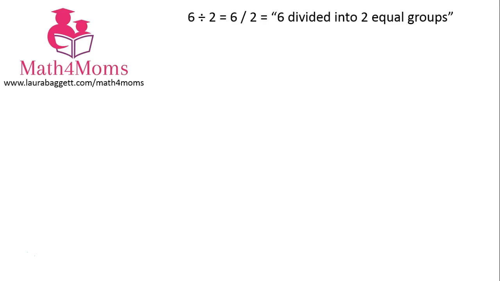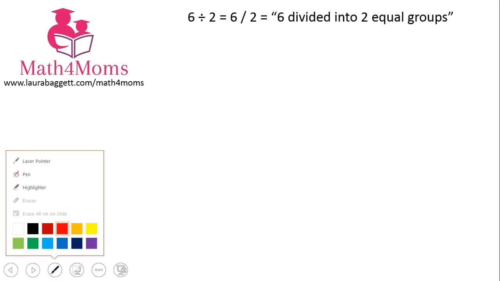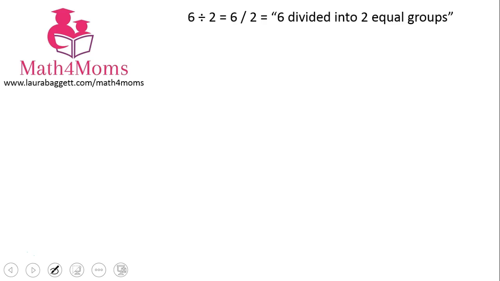So, for example, if we wanted to do 6 divided by 2, we could think of that in a couple different ways. For one, we could think of it as just 6 divided into 2 equal groups. So if we had 6 objects, we divide those into 2 equal groups, then we have 3 in each group. So we know that 6 divided by 2 is equal to 3. Pretty straightforward.